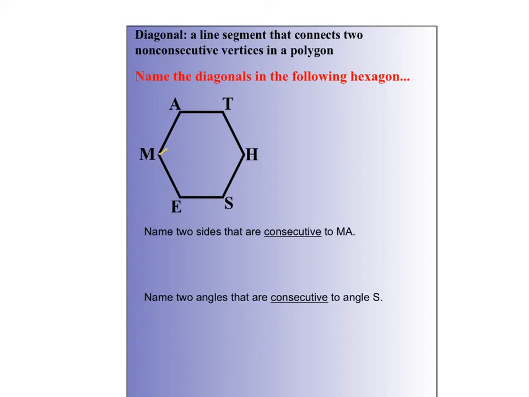So how about M to T? We could call that MT, or we could call it TM. Hopefully you can see that yellow showing up. How about MH? Of course, we could do HM. I'm not going to continue in that pattern. MS. Now I would switch to another vertex like A. Let's go from A to H, A to S, A to E.